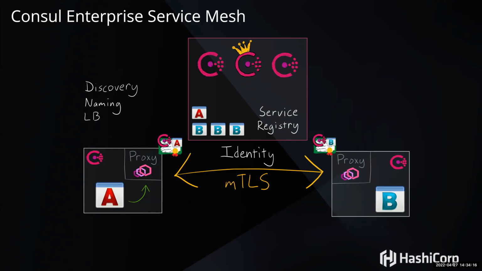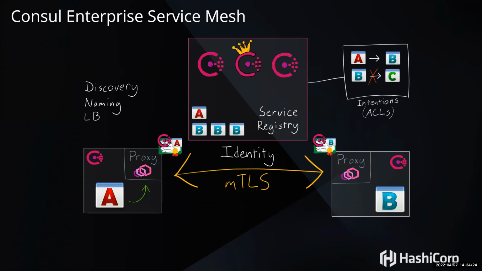So using that identity, we have authenticated, but the question becomes, is A allowed to talk to B? What about the authorization piece? This is where we introduce something called intentions. Consul has the notion of ACLs where you can dictate and say A can talk to B and B cannot talk to C. And this is a global intention. So it doesn't matter how many instances of B are running, or where they are running, or how often they come back up or go down.